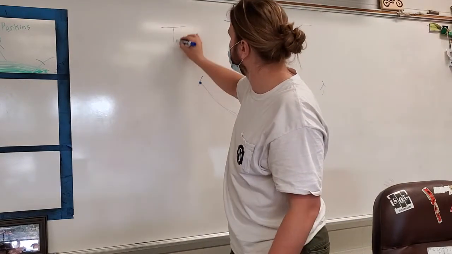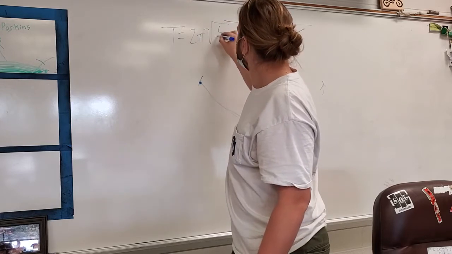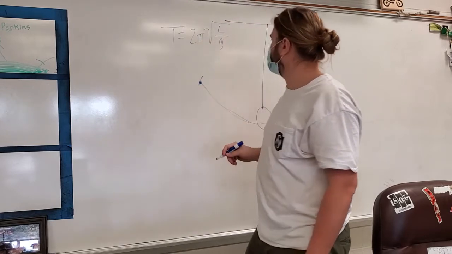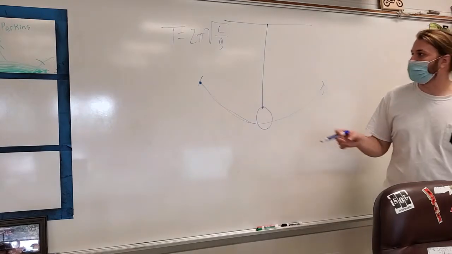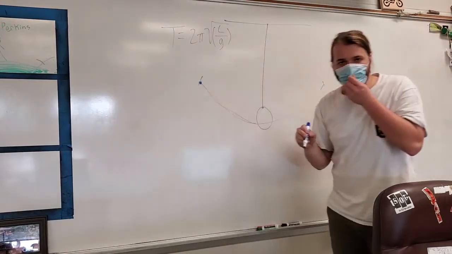That is the swing of a pendulum that we talk about, and we measure the period with this formula right here. T equals 2 pi times the length of the pendulum divided by gravity. And this is all under the square root right here. This is all being square rooted, okay?